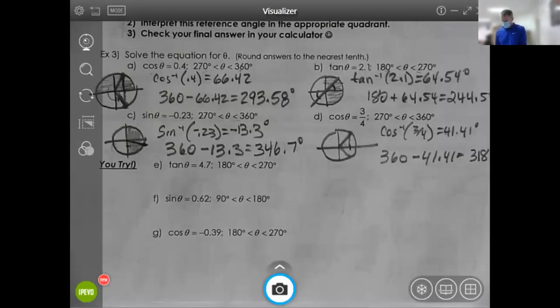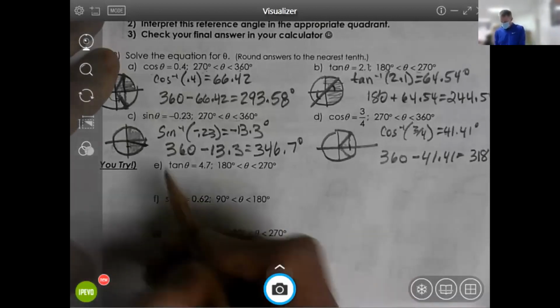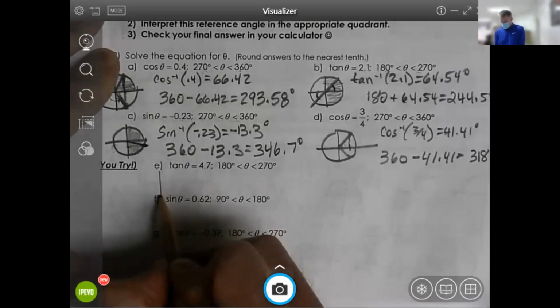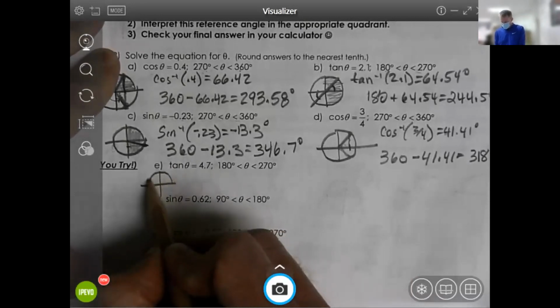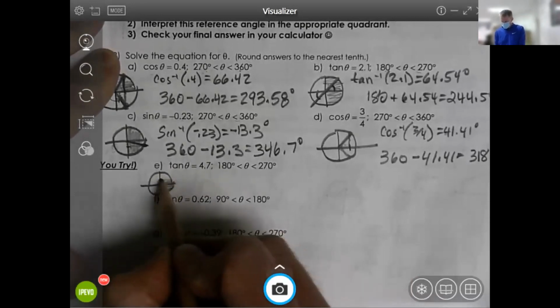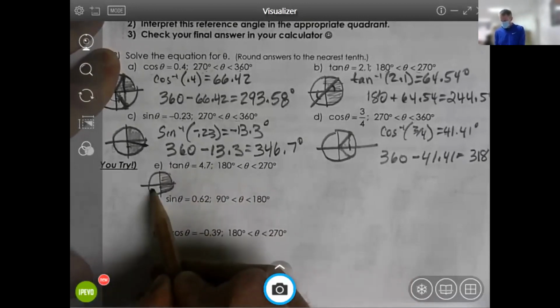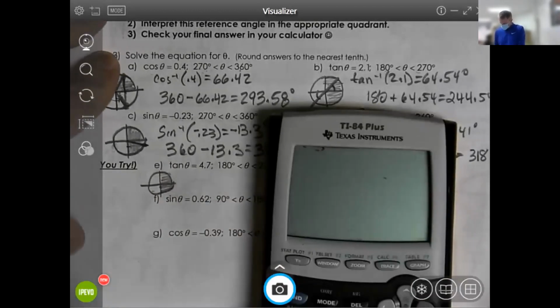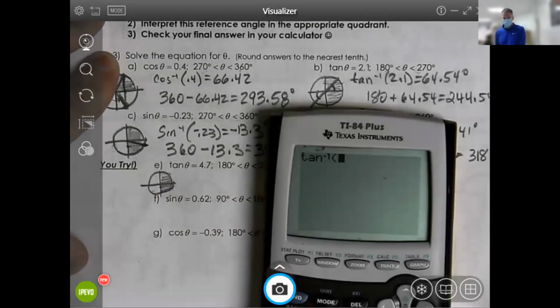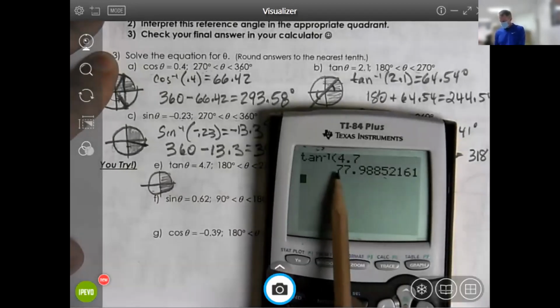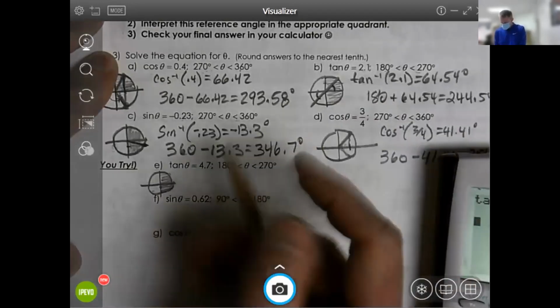Now we look at the last few questions. Here we have the tangent. Typically with tangent, we look in the first and fourth quadrant, but it wants us to have an answer down here in the third quadrant. So we're going to take our calculator and do tangent inverse of 4.7. That gives us a 77.99.